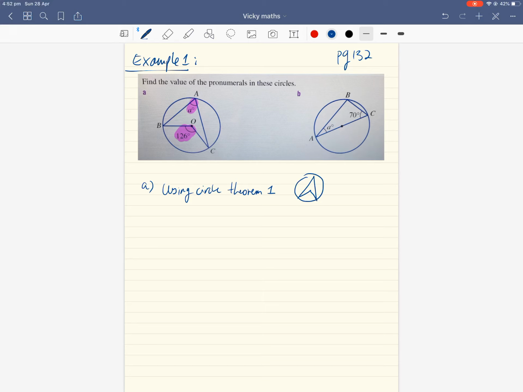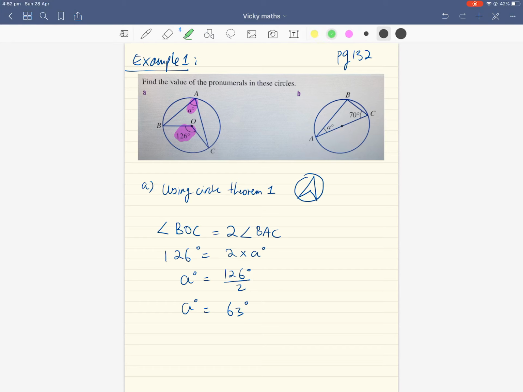We know that angle BOC, the flat base one, is twice your pointy tip, so it's twice angle BAC. In other words, 126 degrees is 2 lots of A degrees, so A degrees is half of 126. So that's 63 degrees.